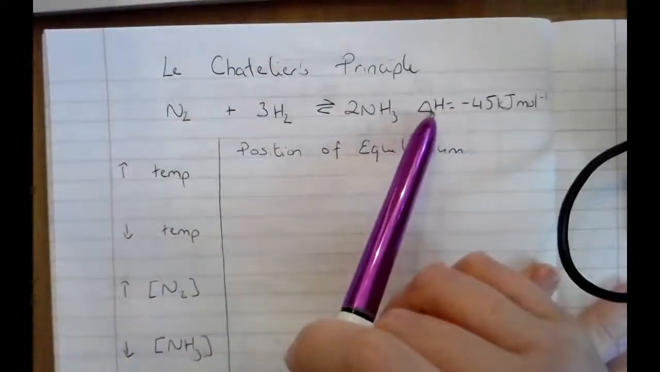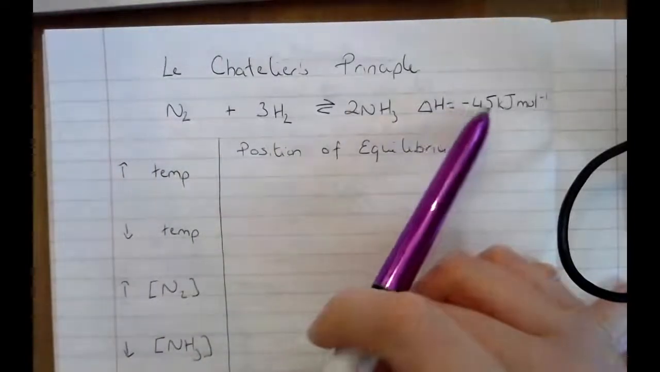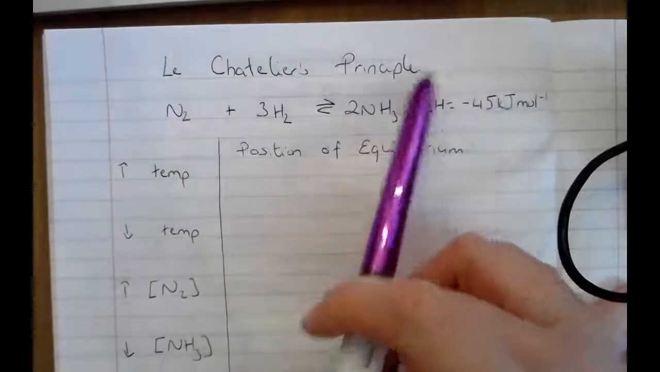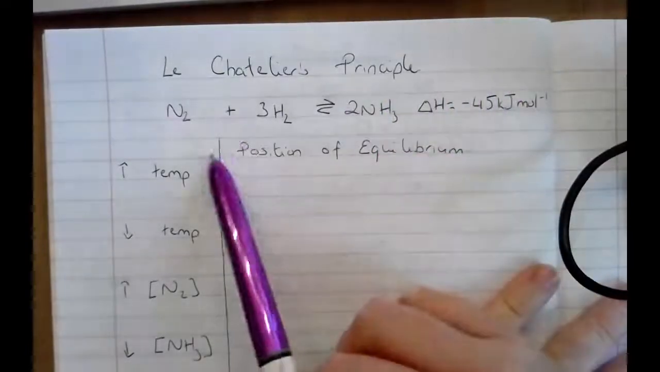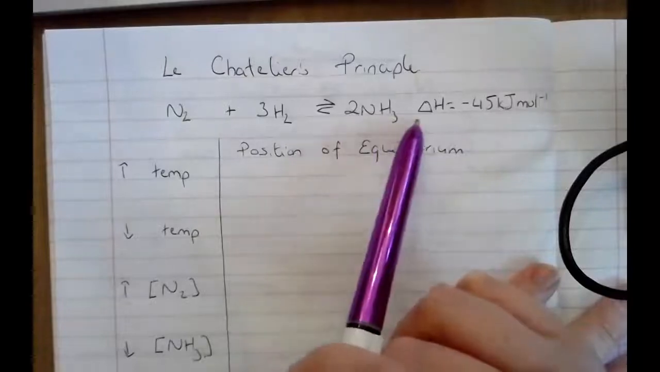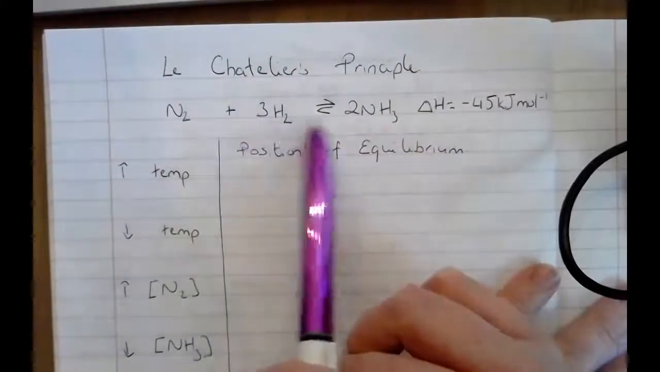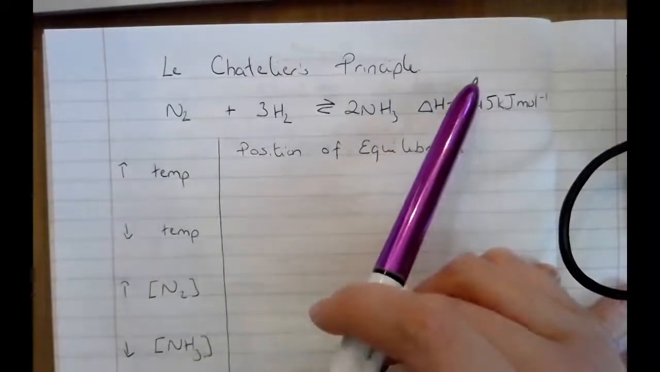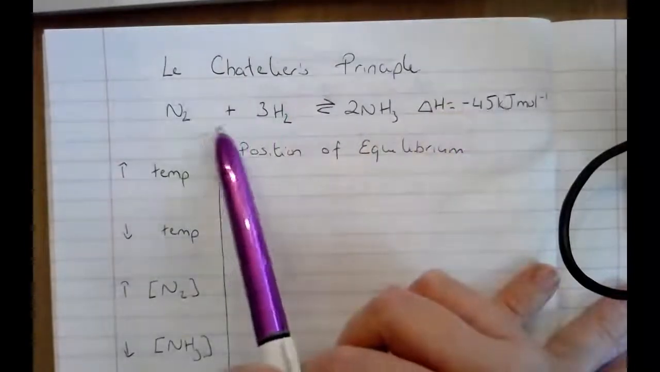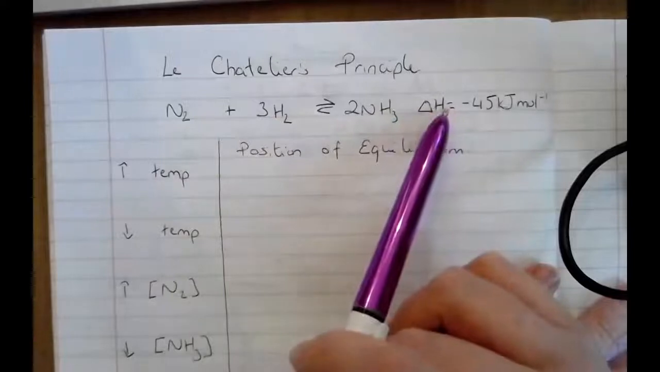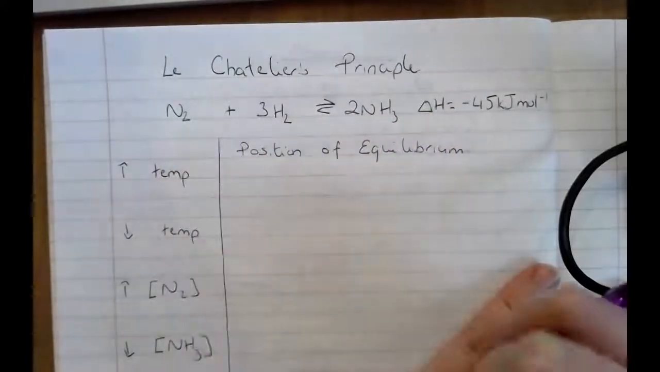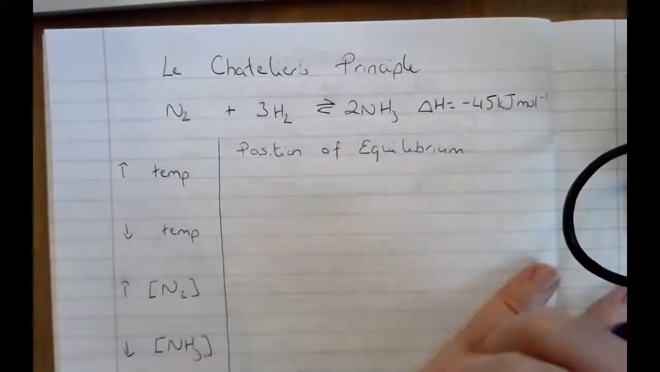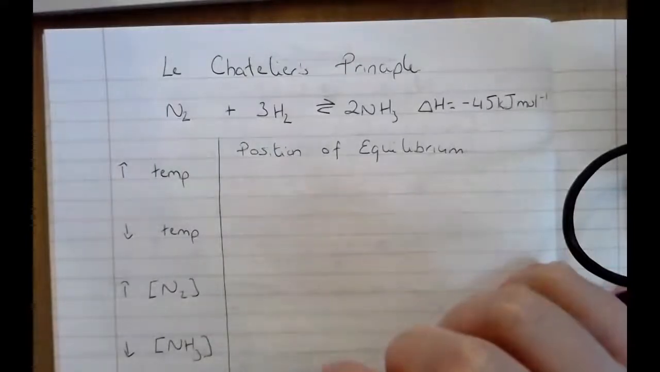And here I've included that the enthalpy change for this reaction is minus 45. If you're given the enthalpy change value, it always refers to the forward reaction. So this tells you that the forward reaction has an enthalpy change of minus 45, or in other words, the forward reaction is going to be exothermic. If the forward reaction is exothermic, then the reverse reaction is going to be endothermic. So the forward is minus 45, the reverse will be plus 45.